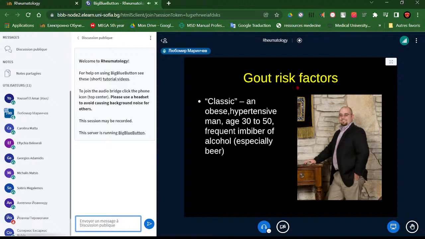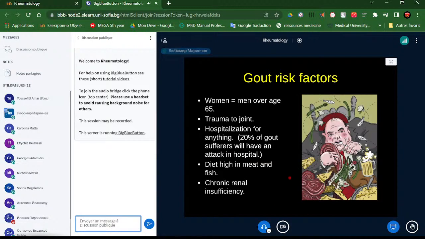The classical risk factors for gout are obese, hypertensive men, aged between 30 and 50, and frequent imbibers of alcohol, especially beer and red wines. In women over 65 years of age, the prevalence between men and women is equal. You see, when women are in menopause, over 60 or 65, the prevalence of gouty crisis and gout equals the men's prevalence.